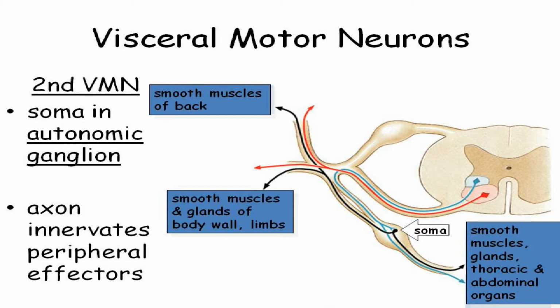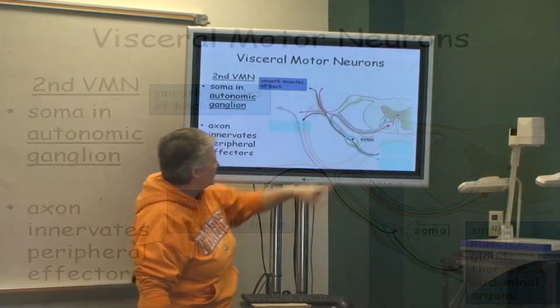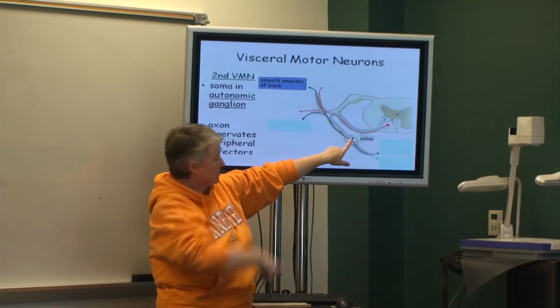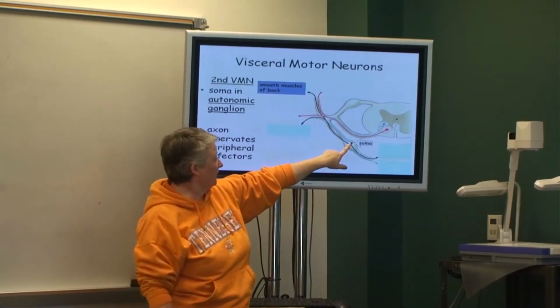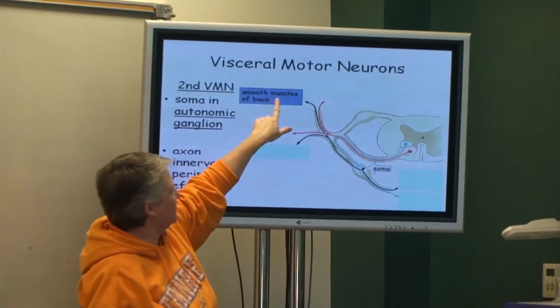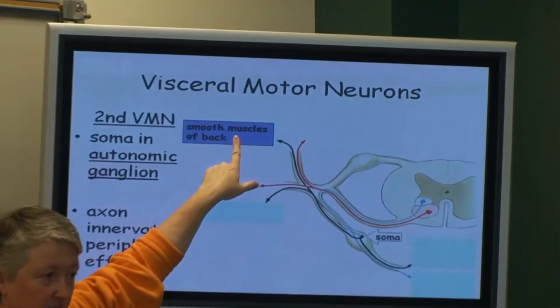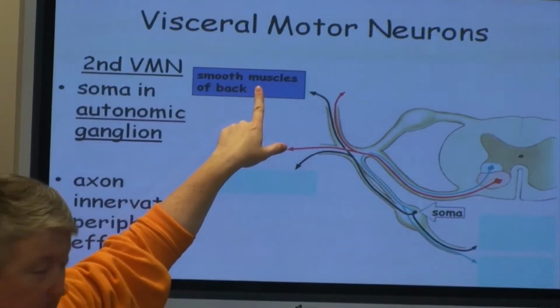So those things have to know whether to contract or relax. The smooth muscles, we're not consciously aware of that. We're not in control of that. But you still need information. You still need motor information to those structures. Make sense? All right, so the second visceral motor neuron, the black one here, can innervate smooth muscles in the back. Skin, blood vessels, those kinds of things.